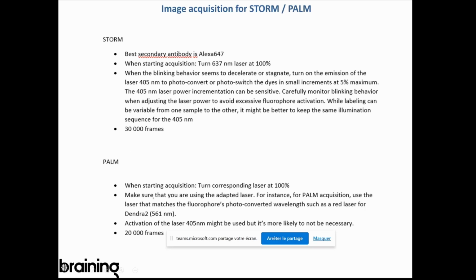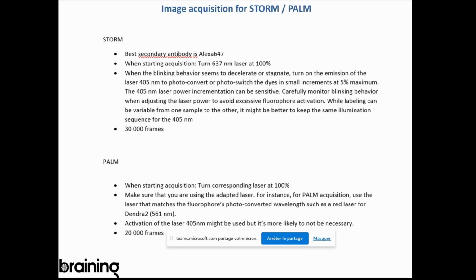With PALM, of course, you don't need to do the labeling. Primary antibody, secondary antibody, you look directly at your sample that has been transfected with the photoactivatable GFP, and you just turn it on with your laser. So the molecule will go from green to red point by point also in your image. And most of the time we do 20,000 frames imaging.